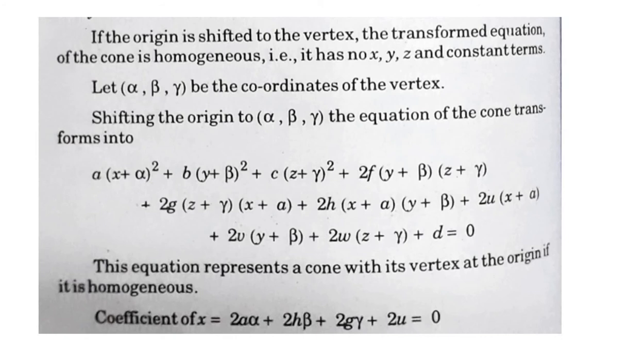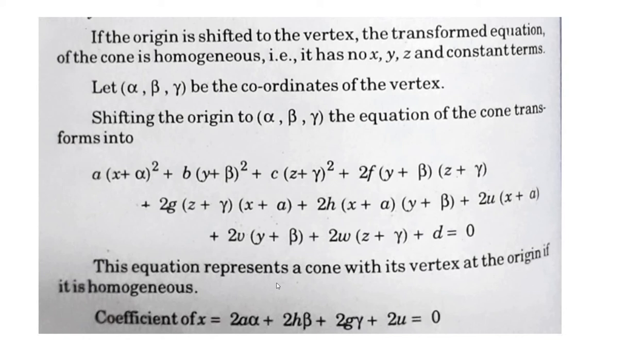Now by shifting the origin, see as such the given one is not in the homogeneous form, we should presume that when the origin is shifted to the vertex, the transformed equation of the cone is homogeneous. That is, it has no x, y, z and constant terms. Now let alpha, beta, gamma be the coordinates of the vertex. Shifting the origin to alpha, beta, gamma, the equation of the cone transforms into this. This equation represents a cone.